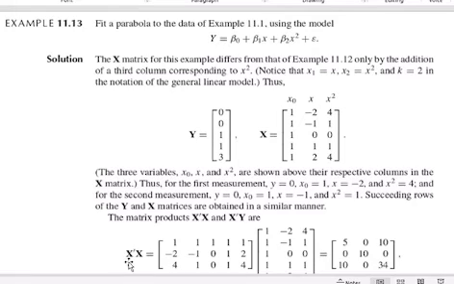Now, I can get my X transpose X. Transposing this, multiply it by this. Okay, look at that. Transposing this is this. And multiplied by this, it's going to give us this.